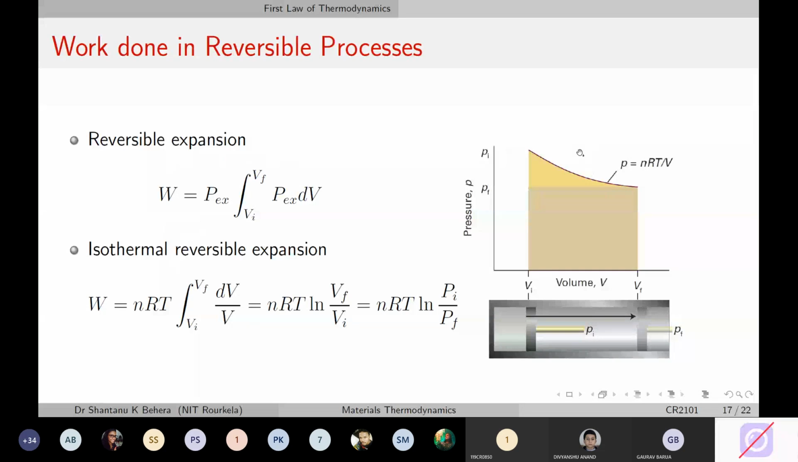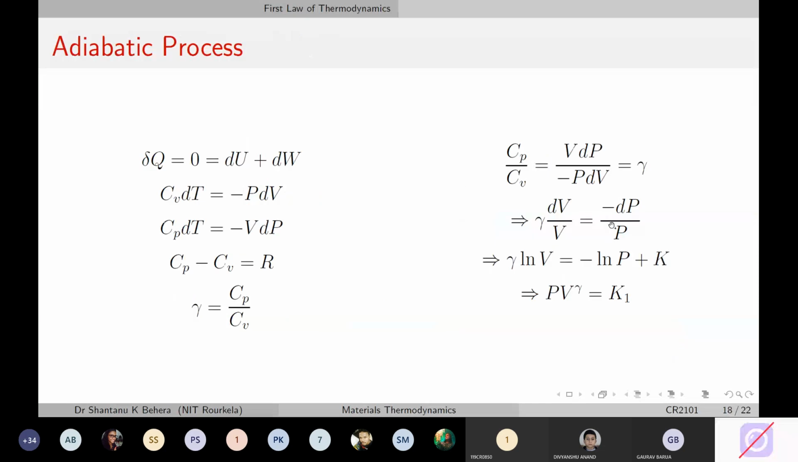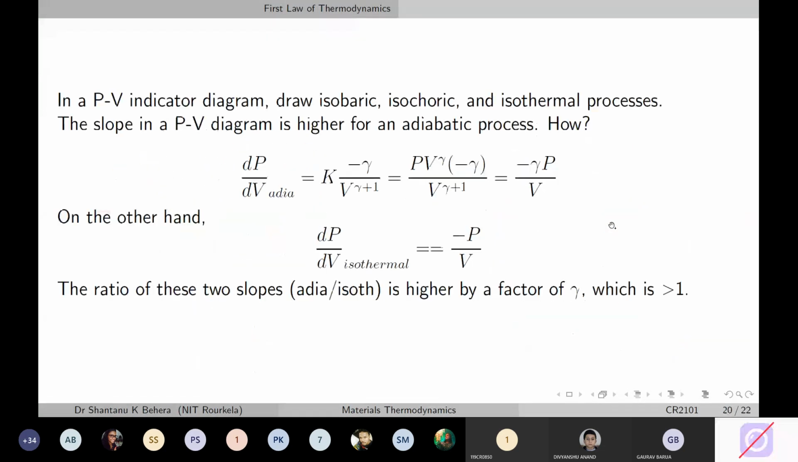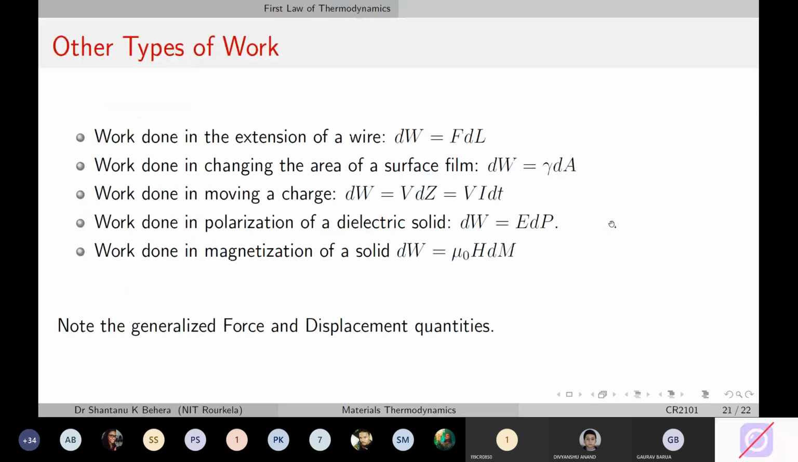So it's got to be something like this. If you started from here, it's going to be something like this. So there's a marked difference in the slope between the isothermal process and the adiabatic process, and that's how you can figure out whether it's isothermal or adiabatic. Much of these we can do in subsequent classes.